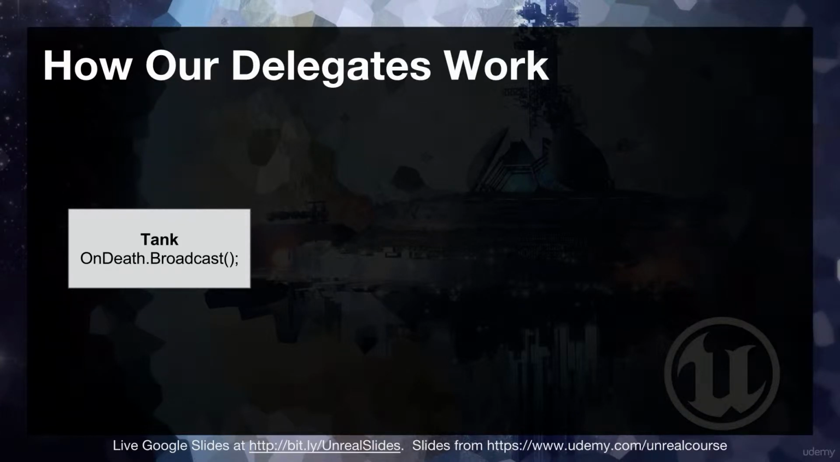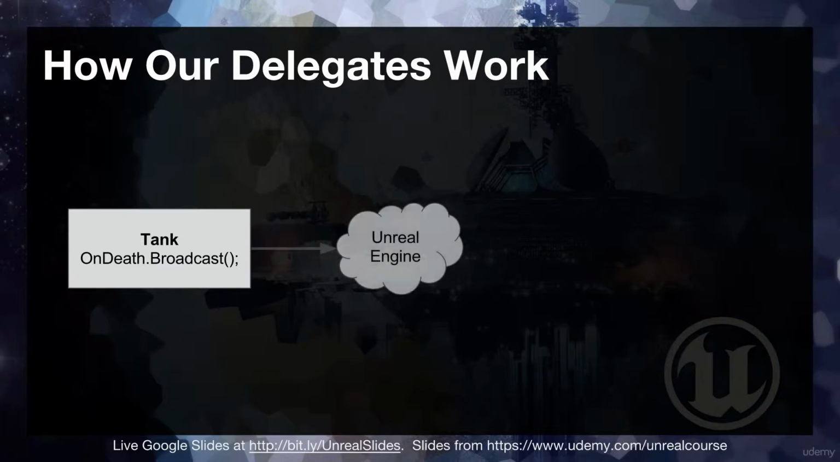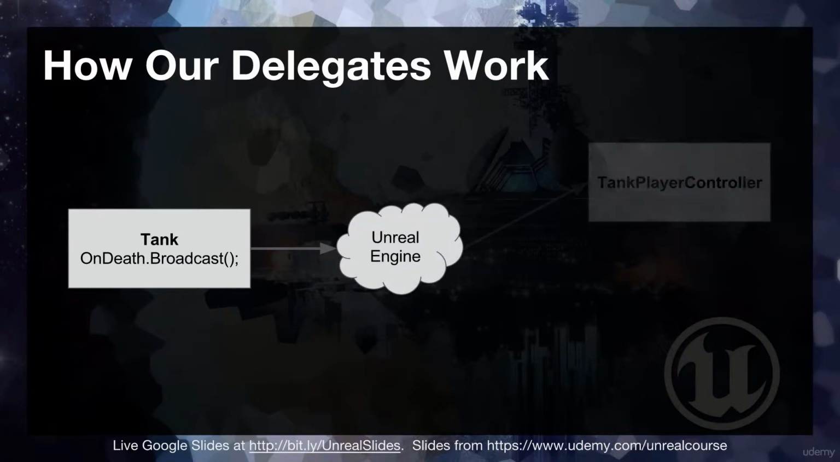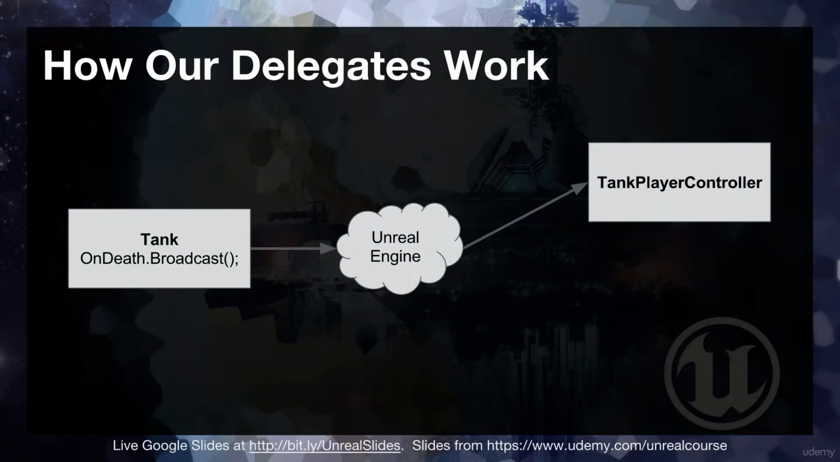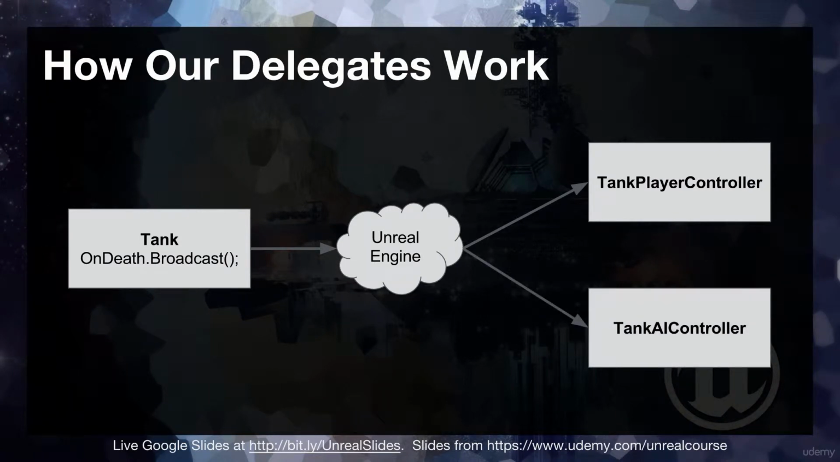On our tank, we're going to have a property called onDeath that we can say broadcast. So we're going to broadcast the fact that the tank has died. That's going to go into the Unreal Engine. That's going to work some magic. And then the tank player controller and the tank AI controller can subscribe to receive this, and they will then be able to process it.